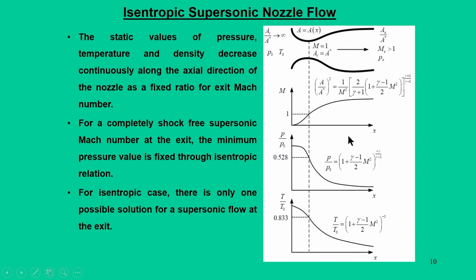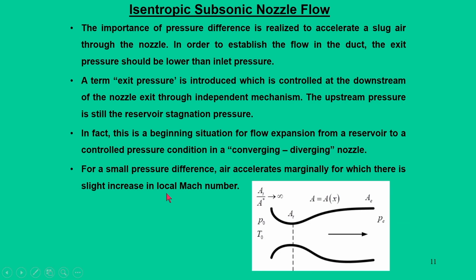So, this is the very basic philosophy, and we can see that for an isentropic nozzle, there is only one possible solution of supersonic flow at the exit. This is the most important aspect: there is only one solution for nozzle flow in an isentropic case. So, this is how we talked about isentropic supersonic flow in the nozzle.